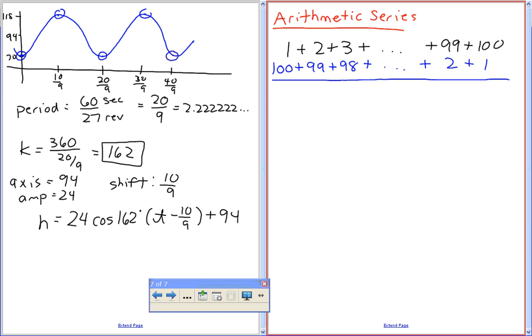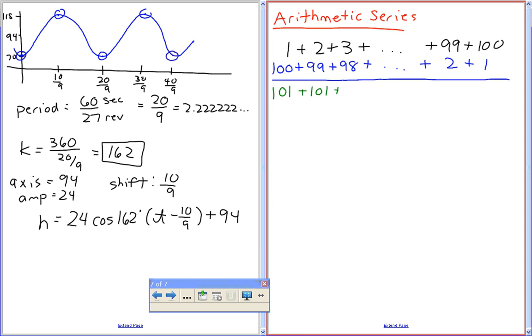Flipped them around, wrote it backwards. Then what he did, the charming 7-year-old boy, is he said, well, 1 plus 100 is what? 101. Lovely. What is 2 plus 99? Natural. What is 3 plus 98?